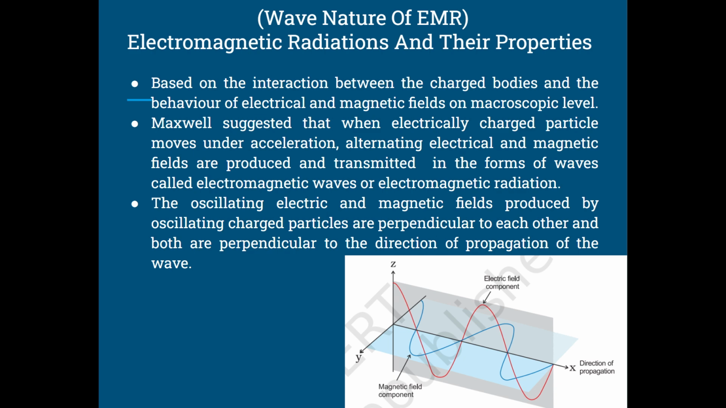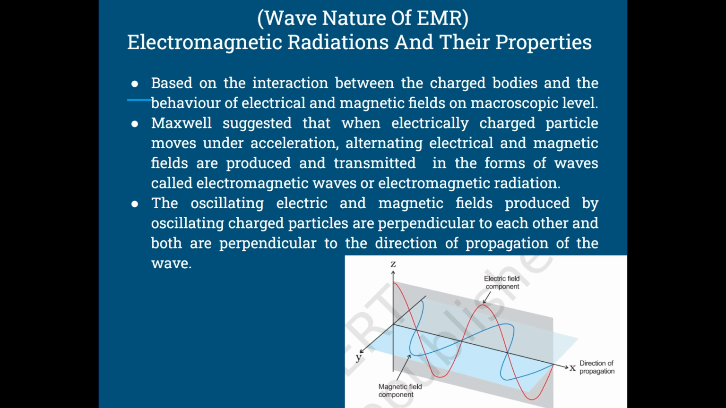The basic idea behind electromagnetic radiations is that they are produced when there are accelerating charged particles, which means there is a charged particle which is moving. Now this moving charged particle will simultaneously produce electric and magnetic fields, and all this together is known as electromagnetic radiation. As I said, Maxwell suggested that when an electrically charged particle moves under acceleration, alternating electrical and magnetic fields are produced and transmitted.